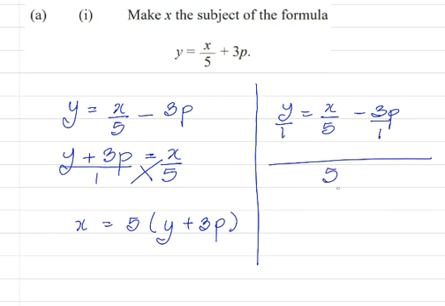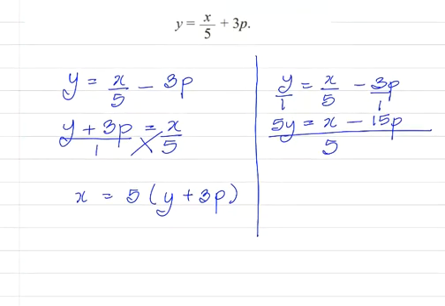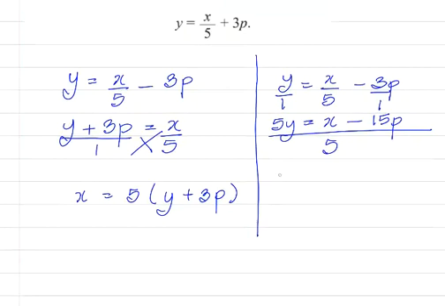1 into 5 is 5. 5 times y is 5y, is equal to 5 into 5 is 1, 1 times x is x, 1 into 5 is 5, 5 times 3p is 15p. So I found the LCM, I used the LCM, and next I'm going to discard the LCM. So next I'll have 5y is equal to x minus 15p.